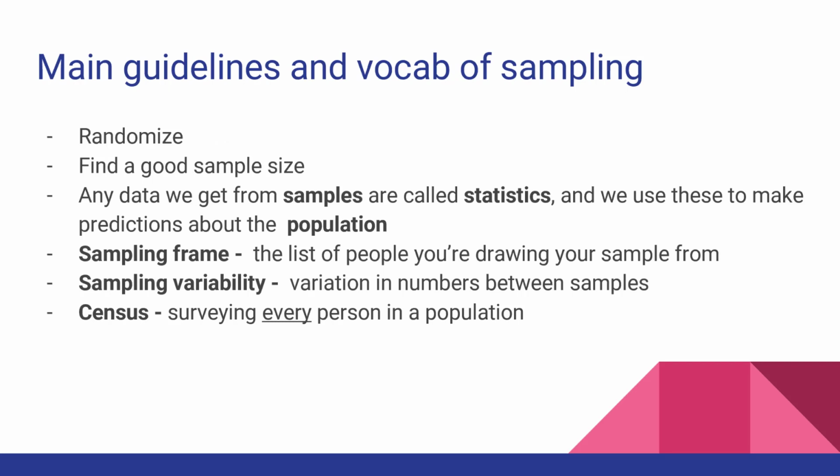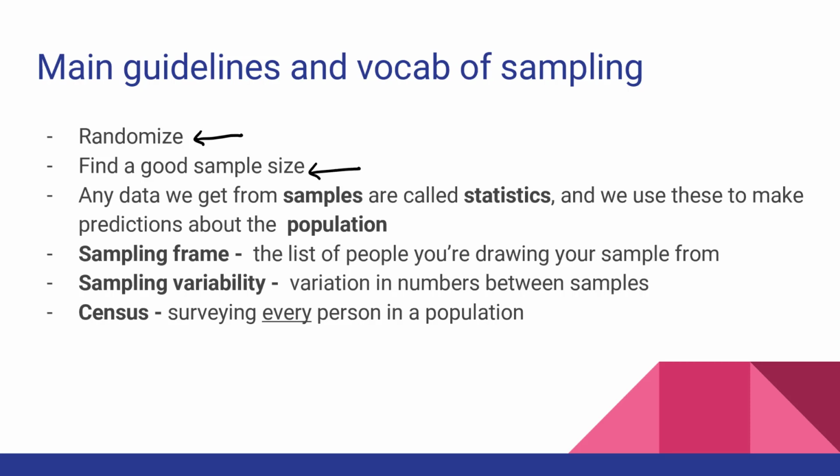So some main guidelines for sampling and surveying: 1, randomize. So you always want a good representative sample, and randomization helps a lot. Because if you handpick who you're going to survey, your own human nature is probably going to make some bias occur. Then you have to find a good sample size.